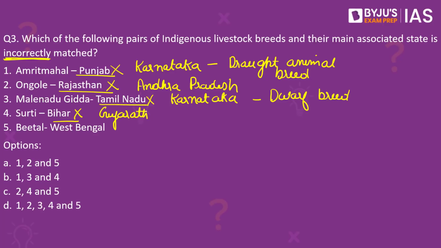Beetle is a goat breed originating in the state of Punjab. It is grown both for milk and meat. Another well-known goat breed from the state of Punjab is the Jamunapuri breed.